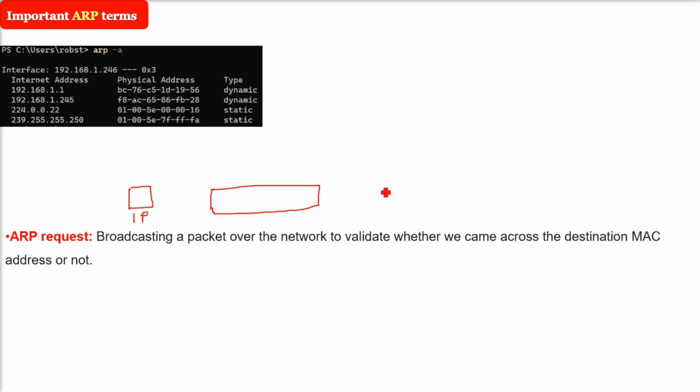So if I know the IP of my system and the MAC address of my system, and I know the IP of another system, but the MAC is not known because it is a physical address inside the NIC card, I have to send an ARP request. So broadcasting a packet over the network to validate whether we came across the destination MAC address or not is the ARP request. It is broadcasted to everyone.